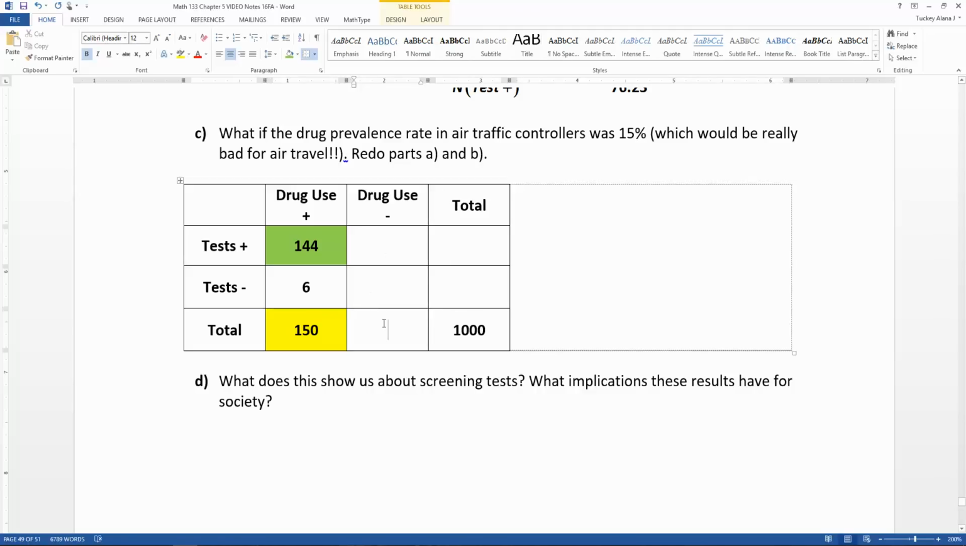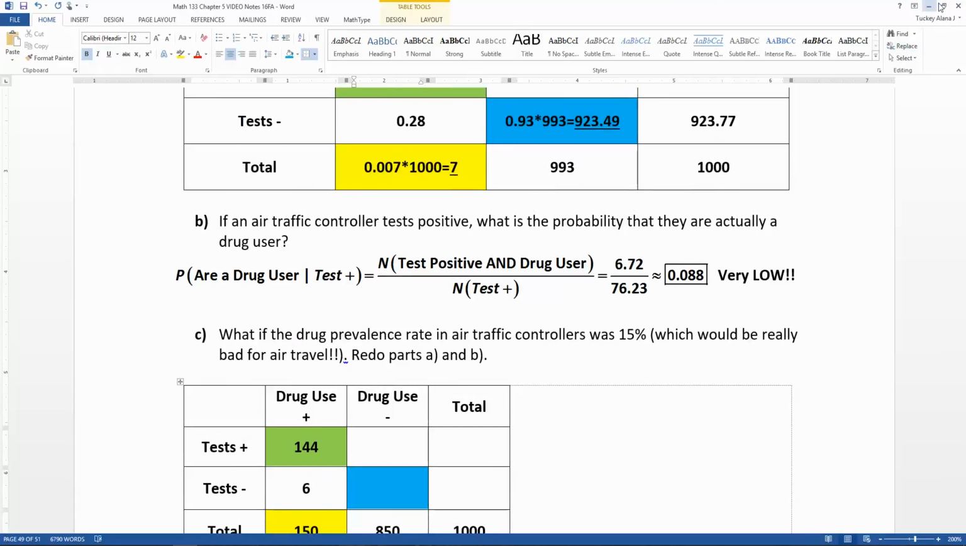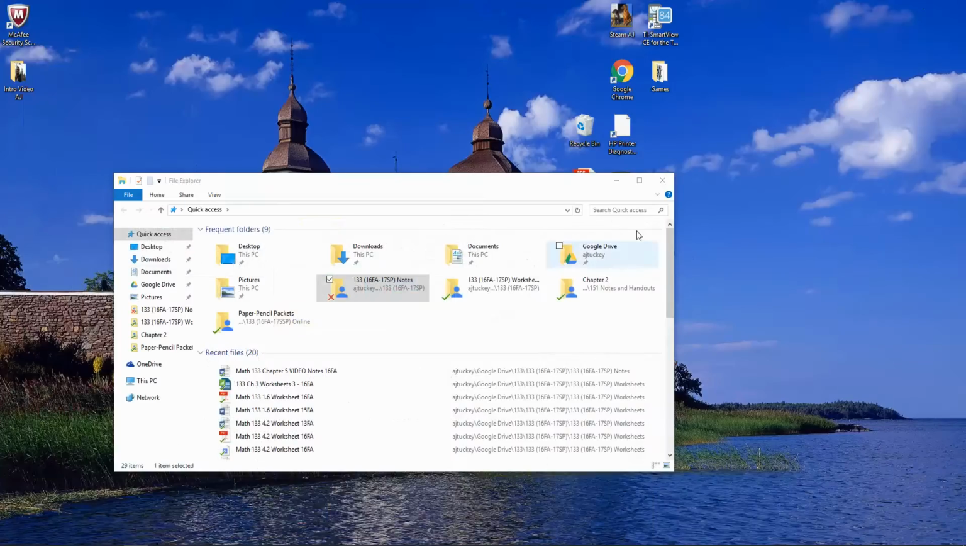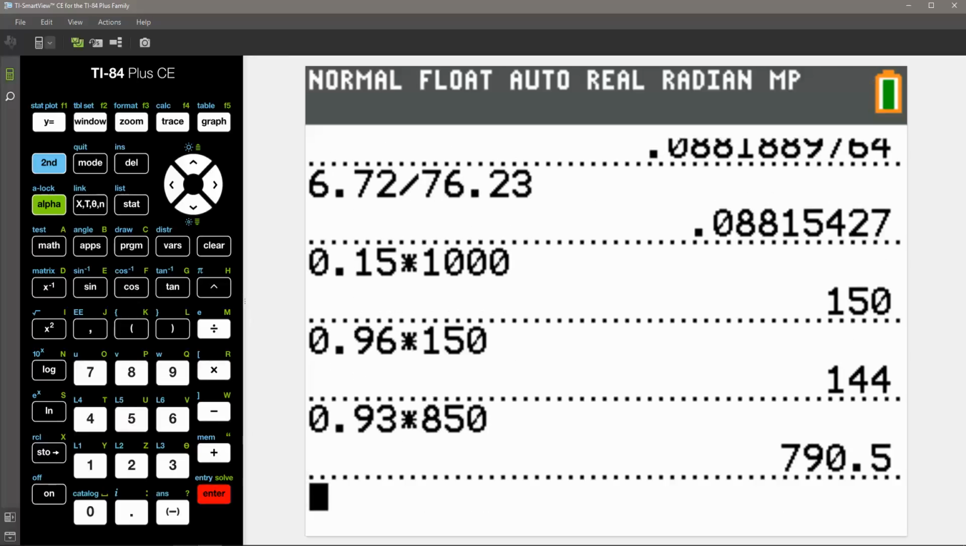Well, there's 850 total left over here. And then my specificity rate is going to get me this cell right here. So I take 850 and I multiply it by my specificity. Sensitivity is the green, specificity is the blue. So I'm going to take 0.93 and multiply it by 850. And I get 790.5.